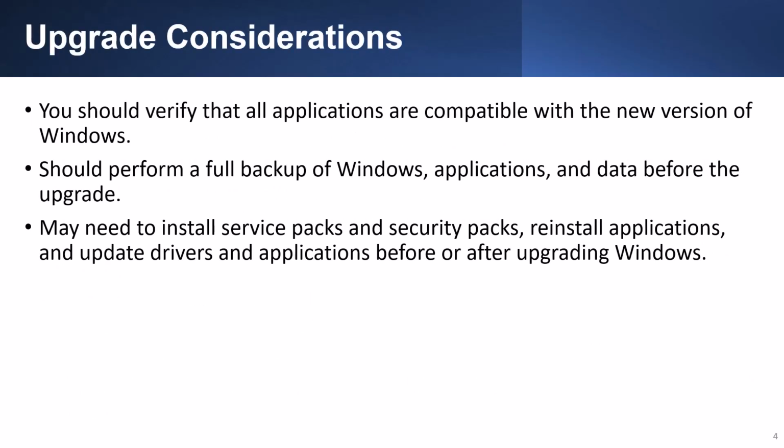Before you upgrade, you should take some precaution steps. First, you should verify that all applications are compatible with the new version of Windows. In case something goes wrong, you should also ensure that you have a backup of Windows, the applications, and data before you upgrade. Also, keep in mind that you may need to install service packs and security packs, reinstall applications, and update drivers and applications before or after upgrading Windows.